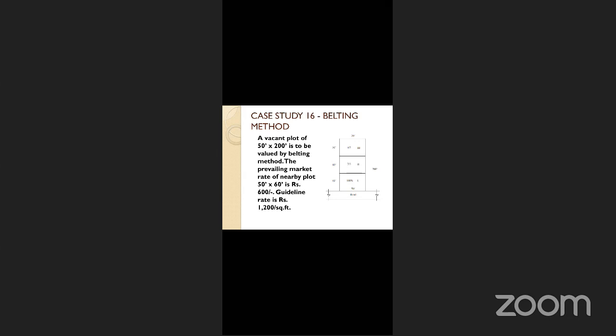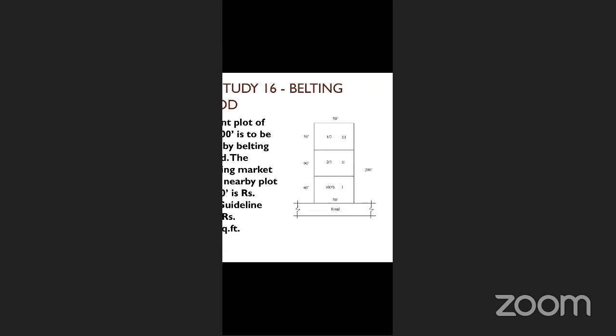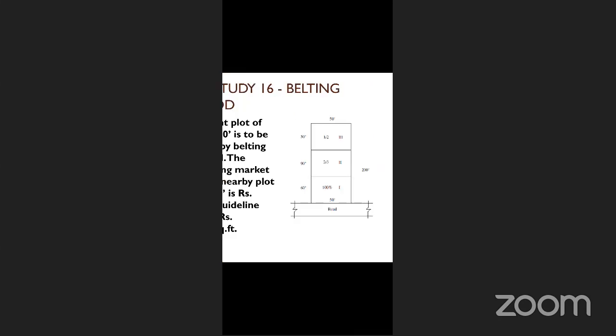Okay. Now case study, belting method. The same thing, I think, as the plotting scheme method we were seeing. In belting method, a vacant plot of 50 into 200 is to be valued by belting method. The prevailing market value of a nearby plot 50 into 60 is rupees 600. Guideline rate, forget about it, 1,200. So this is the way they are going to arrive.